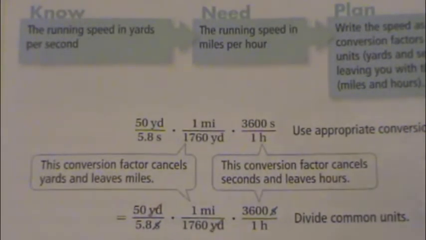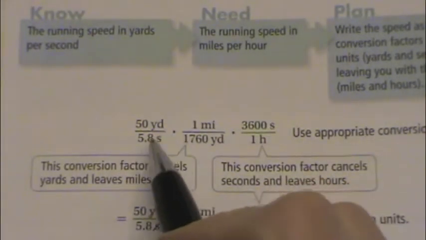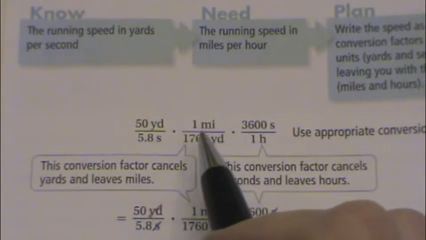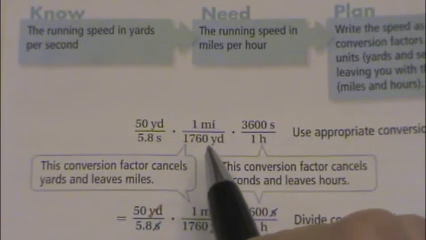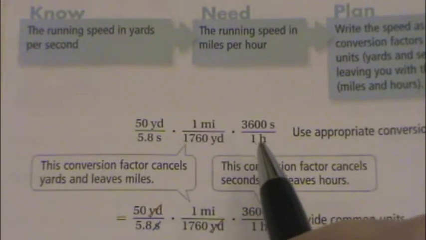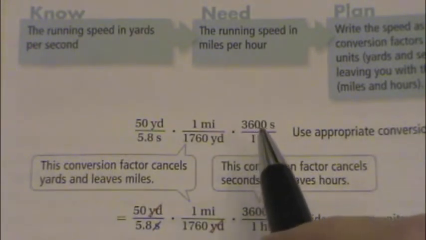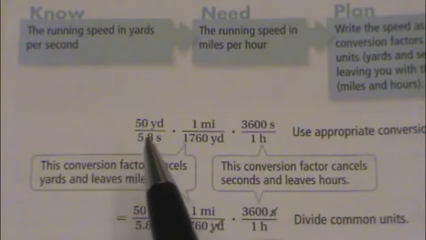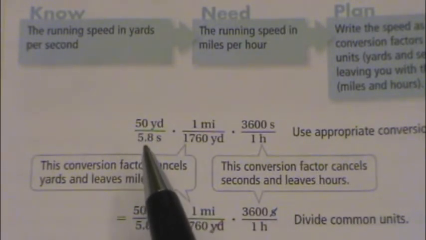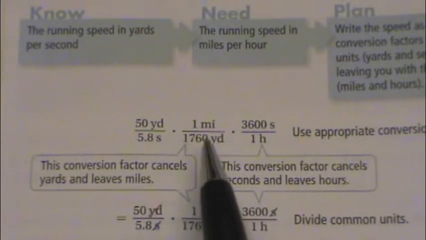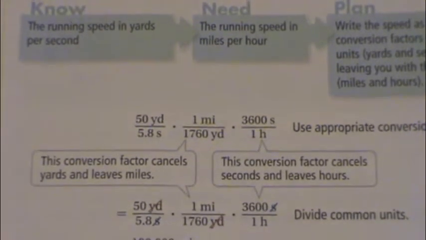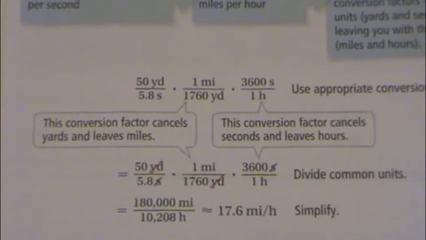Take a look at what we have down here. 50 yards in 5.8 seconds. We're going to multiply by the first conversion factor. 1 mile has 1,760 yards in it. And then we're also going to multiply by the second conversion factor. 1 hour has 3,600 seconds in it. So you're multiplying what they gave you, 50-yard dash, 5.8 seconds, by both conversion factors. Okay? They are on that page, and some of them at least are on that page in the back of your book if you need them.